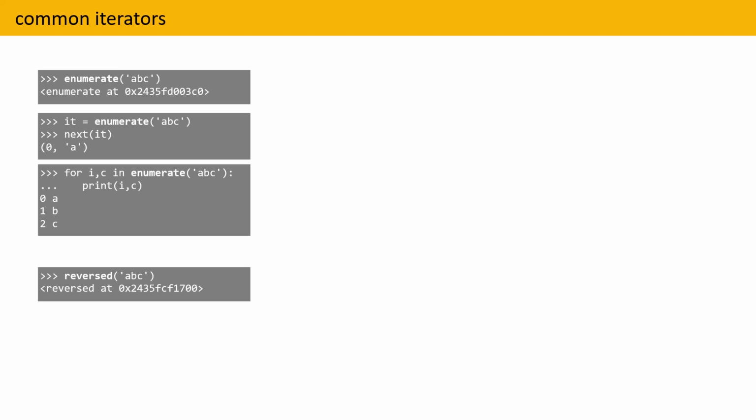Reversed is another common iterator. As before, nothing happens if we just call reversed. It needs to be part of a loop or used by a function that accepts and executes an iterable or iterator. The list function does that, for instance. So we can get a list with the reversed elements of the string by passing reversed to the list function.